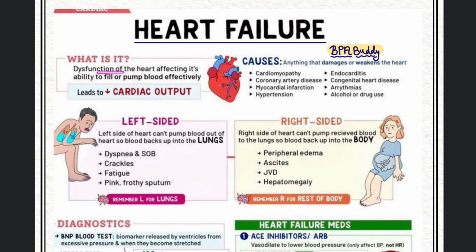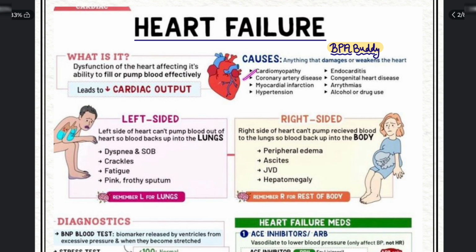Heart failure is dysfunction of the heart. Basically, it cannot fill properly or pump effectively, so it leads to lower cardiac output. So heart failure is the inability of the heart to maintain adequate cardiac output. We can say that. Now, causes: anything that weakens or damages the heart can cause heart failure.